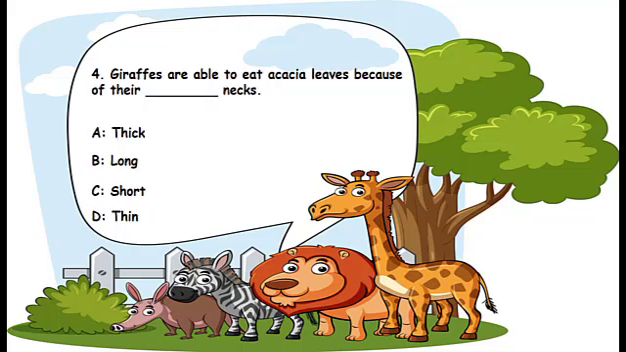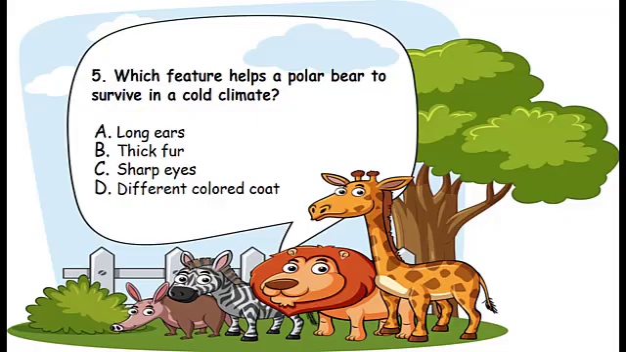Giraffes are able to eat acacia leaves because of their dash necks. Thick, long, short, thin. The answer is long neck. Which feature help a polar bear to survive in a cold climate? Long ears, thick fur, sharp eyes, different colored coat. The answer is thick fur.